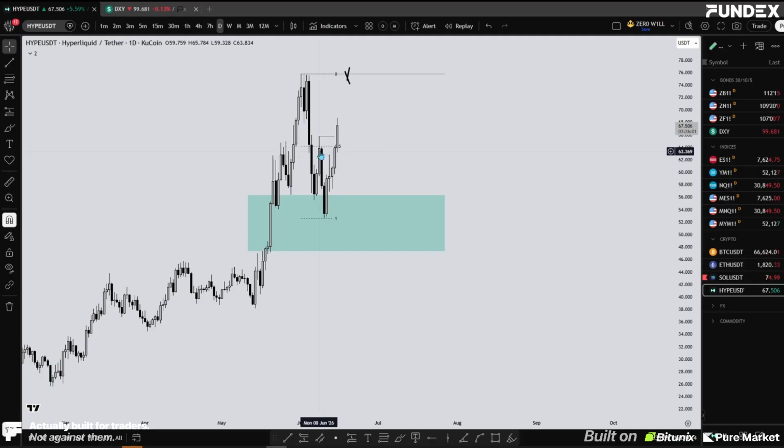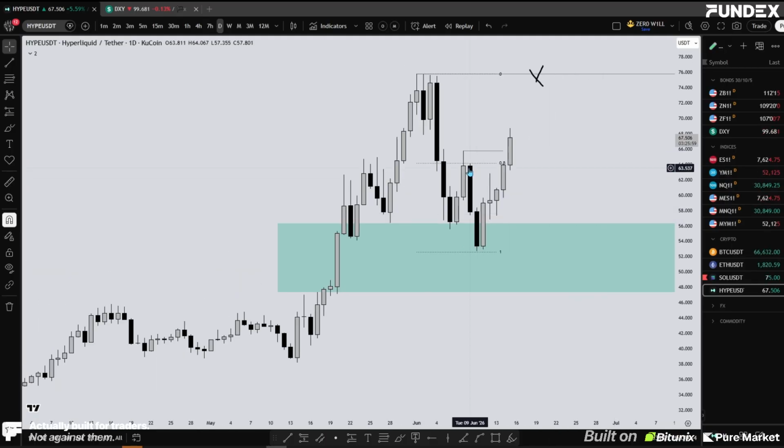We're about to get a fat change in state of delivery. Oh, actually, let's see, the open 63,811, close 63. Yeah, so we already got a change in state of delivery. So that boy is off to the races. So yeah, that's what we got on hype.